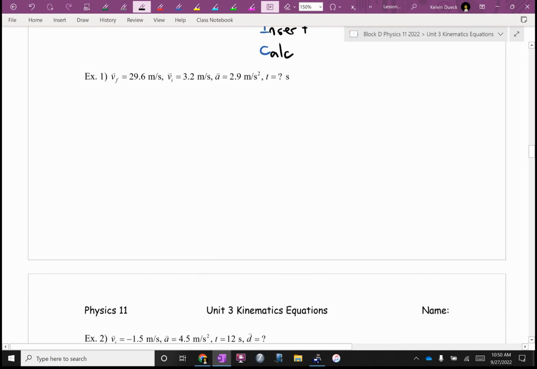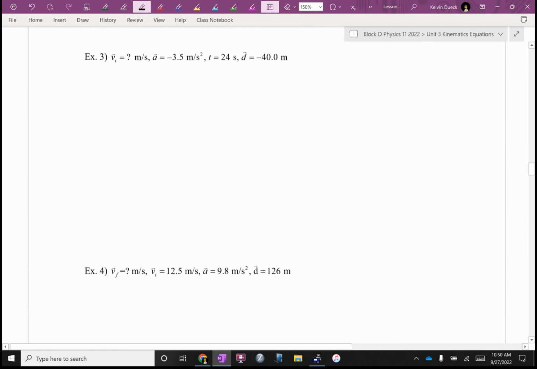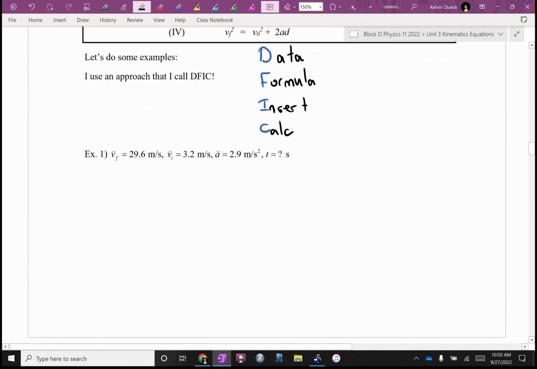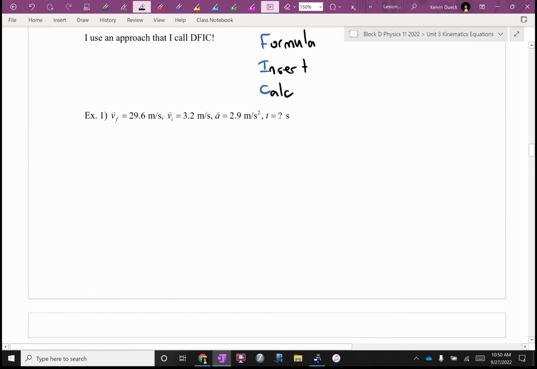Example 1. So for this lesson, I've done the D part. I've listed the data for you. So this would be, I've pulled this from a word problem. Noor, what are they asking me to find? What has a question mark next to it?